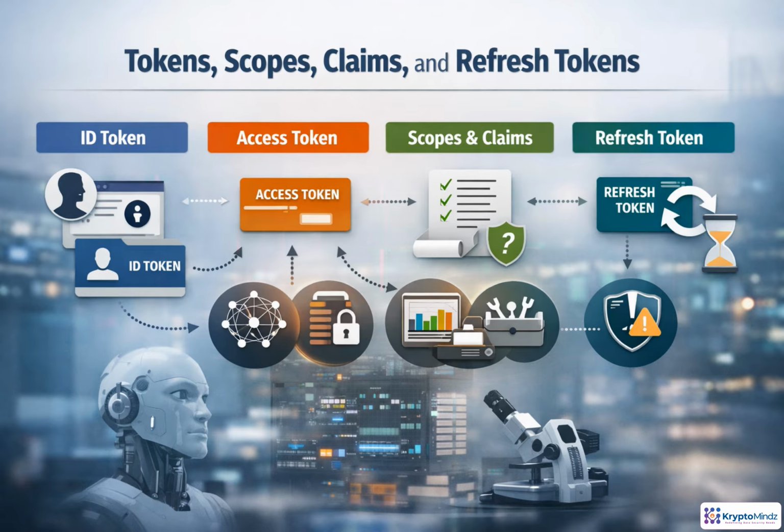Tokens are signed security messages with different jobs. An ID token tells the application who the user is. An access token tells an API what that user or workload can do. Scopes request permissions, while claims assert identity, roles, tenant, or entitlement details. Refresh tokens keep sessions alive, so they need strong protection: short lifetimes, rotation, secure storage, and revocation when risk changes. In AI platforms, overly broad tokens can expose powerful tools.